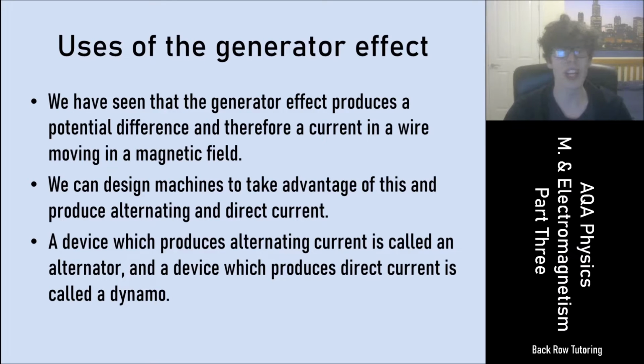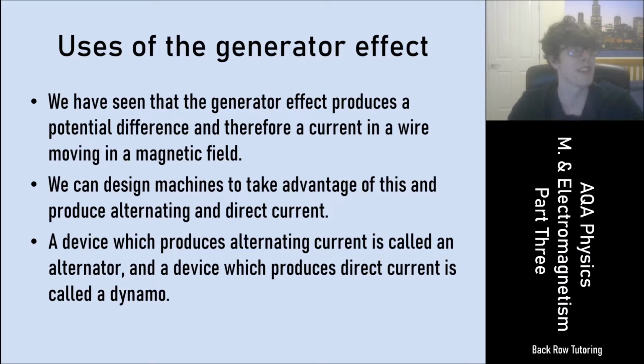Next, we're going to have a look at uses of the generator effect. We have seen that the generator effect produces a potential difference and therefore a current in a wire moving in a magnetic field. We can design machines to take advantage of this and produce alternating and direct current. A device which produces alternating current is called an alternator, and a device which produces direct current is called a dynamo.